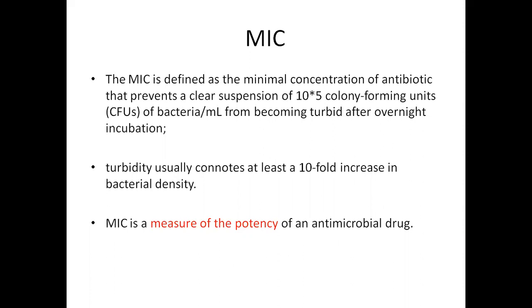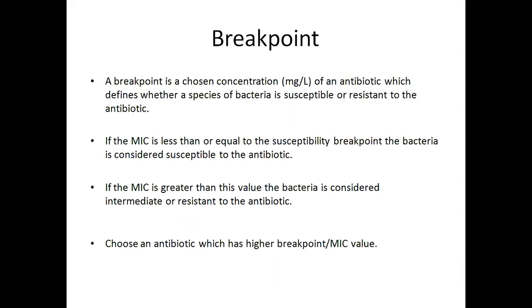If MIC values are less, that means the antimicrobial is more potent. But it's not going to be as simple as that. So we need to have other things in mind when choosing an antibiotic. The second thing is breakpoint. A breakpoint is a chosen concentration of antibiotic which defines whether a species of bacteria is susceptible or resistant to the antibiotic. So you choose a certain concentration of antibiotic, and if the MIC is less than this, it is sensitive, and more than this, it is resistant.